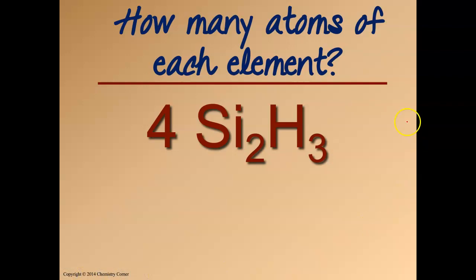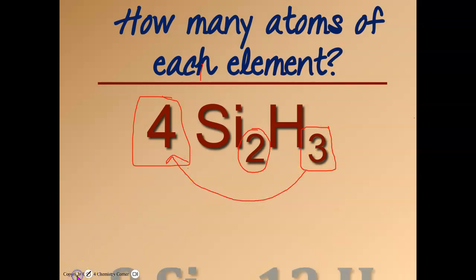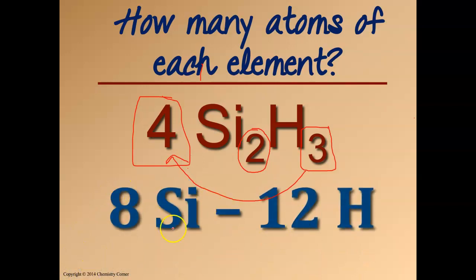So for example, now we know how to name these. This is disilicon trihydride, so this is a covalent compound, and we are going to count the number of atoms. So we want to look at the subscript here. For silicon, we have 2, and we multiply it by the coefficient of 4. So 2 times 4 is 8. That means we have 8 atoms of silicon. For hydrogen, we're going to take this 3 and multiply it by 4 to give us a total of 12. So we have 8 silicon and 12 hydrogen.